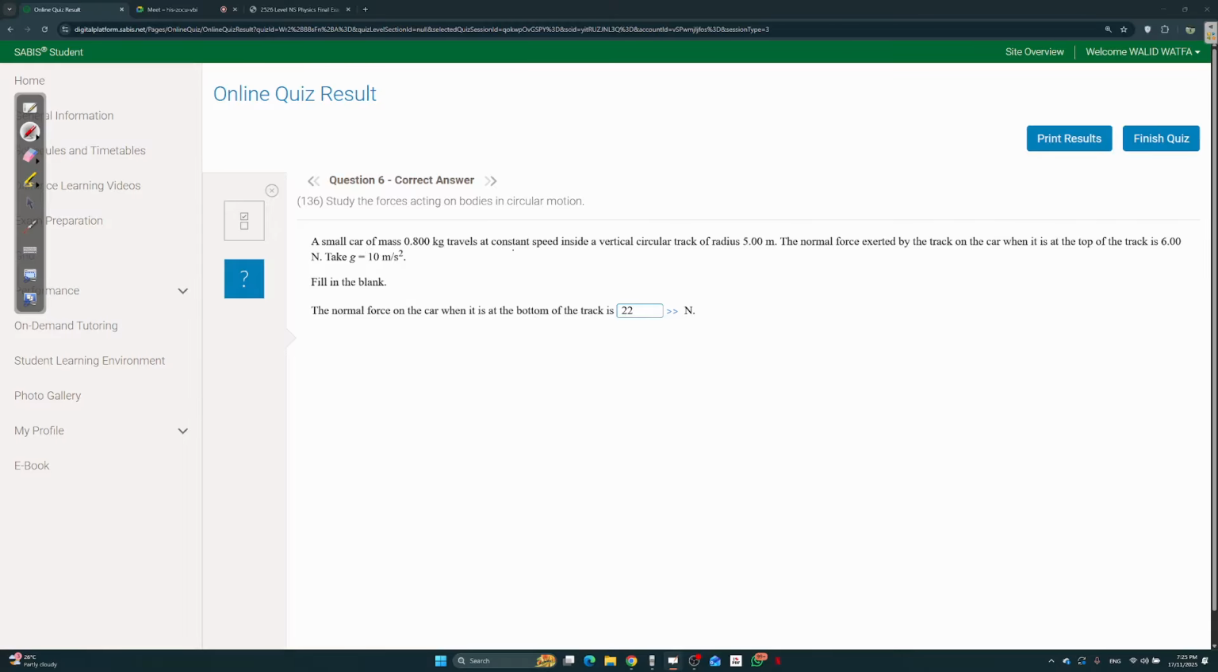Basically, there's a car that's going through a vertical track. There's a circular track, kind of like the Hot Wheels track. So it goes up, then it goes back down. Okay, so this is like how the car moves. Alright, it goes to the top, then comes back down. Alright, the radius here is 5 meters. The mass is 0.8 kilograms.